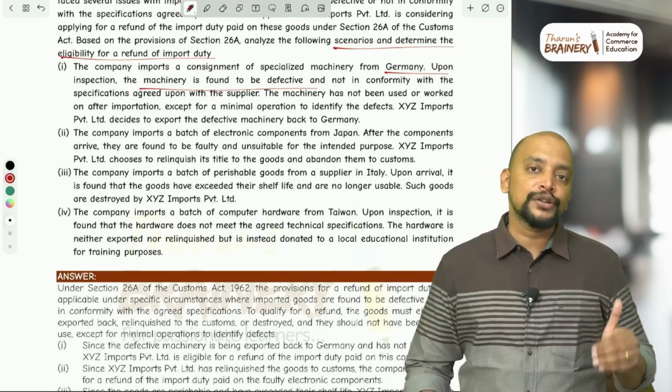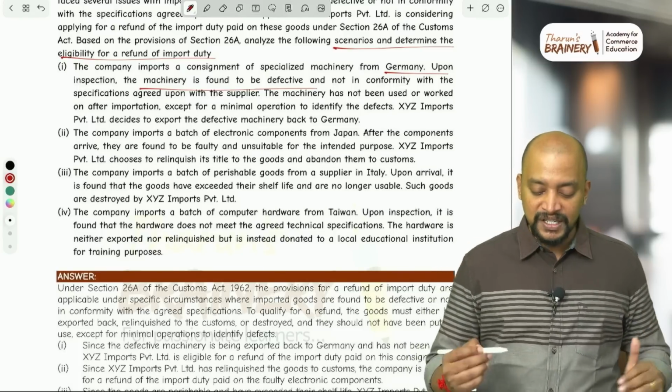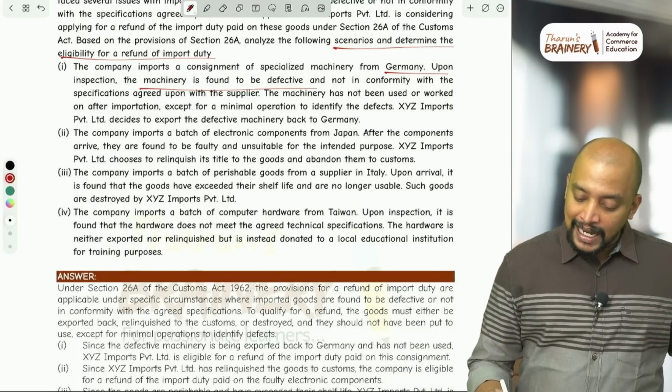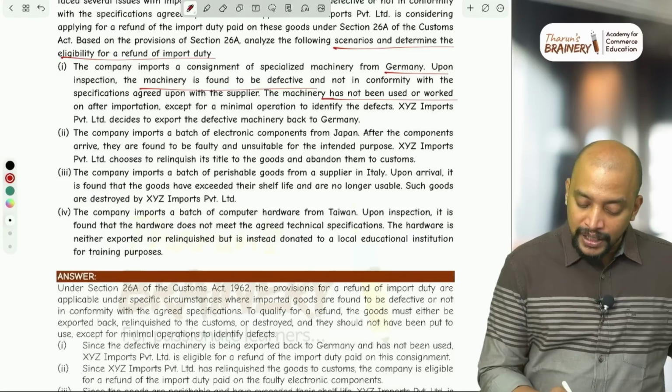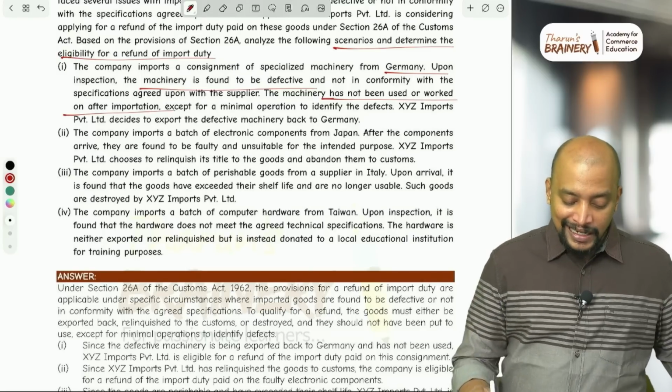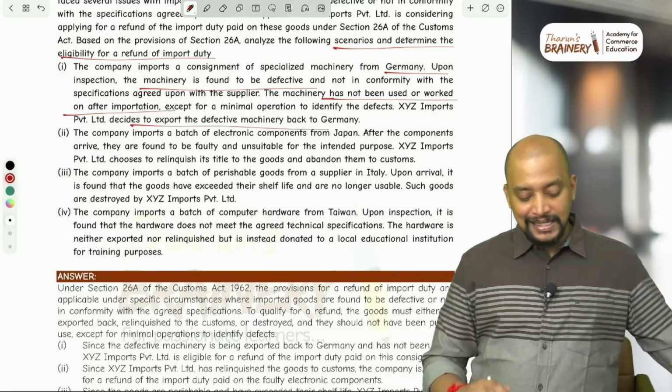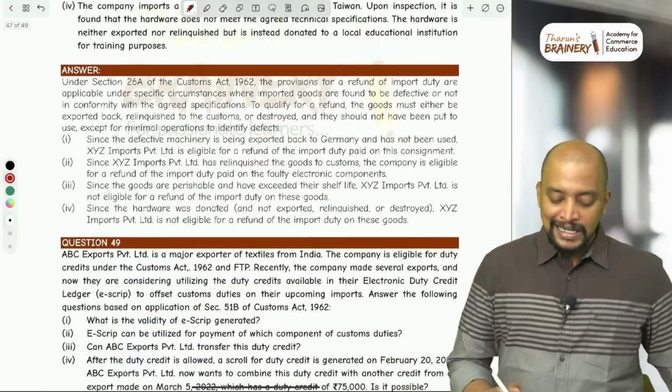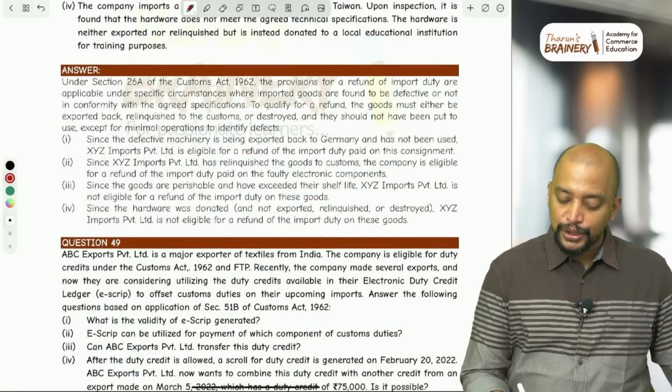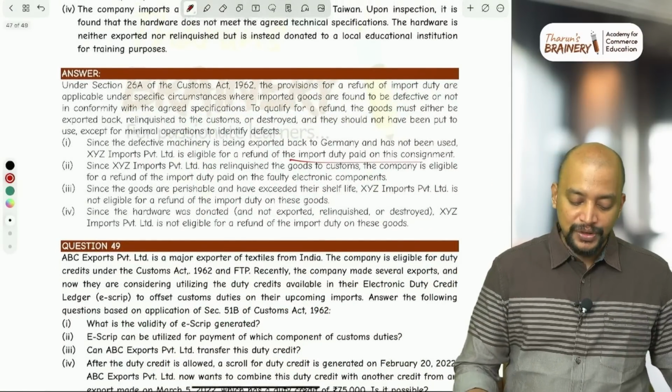So, whenever the imported goods are defective or not conforming to the specifications, and they have not been used or worked on after importation, and the importer decides to export them, yes, refund is possible in this case. Since it is exported without being put to use, refund of customs duty is applicable.